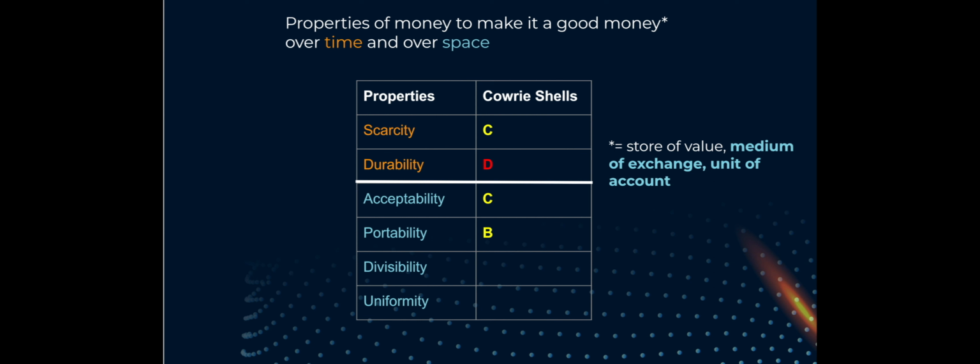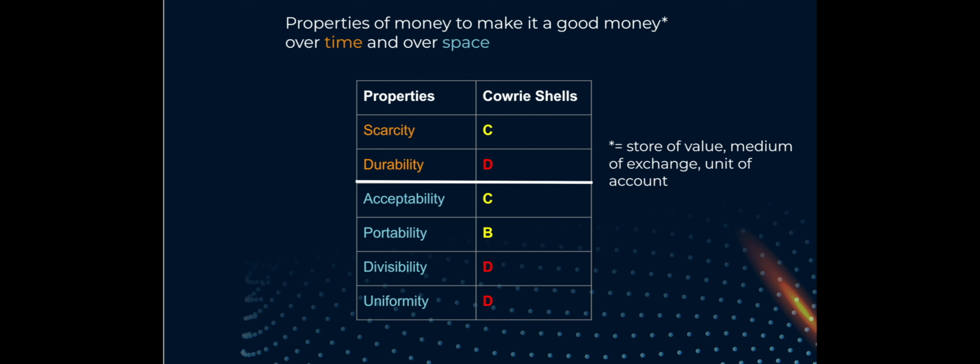Now for divisibility. Cowrie shells cannot be easily split into smaller equal parts without significant effort or loss of value, so it's easy to see why we can give it a grade of D. And last, their uniformity. Cowrie shells are naturally occurring objects, and as such, they vary in size, shape, color, and quality. This lack of uniformity could lead to difficulties in accurately assessing the value of individual shells, so we'll also give their uniformity a D. There you have it. We've successfully evaluated a form of money based on its essential properties for it to be considered a good money over time and over space.